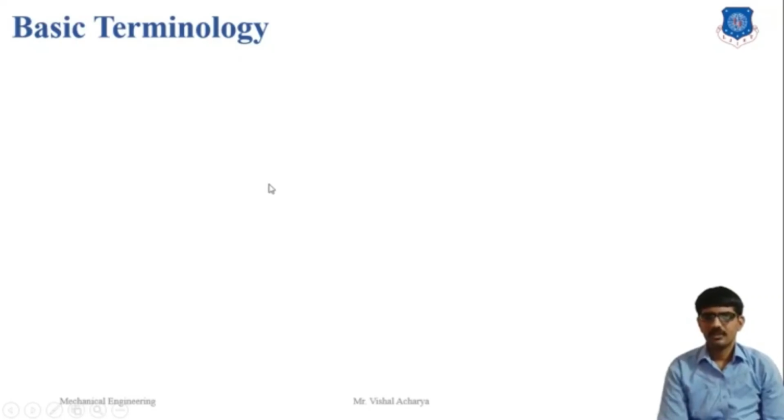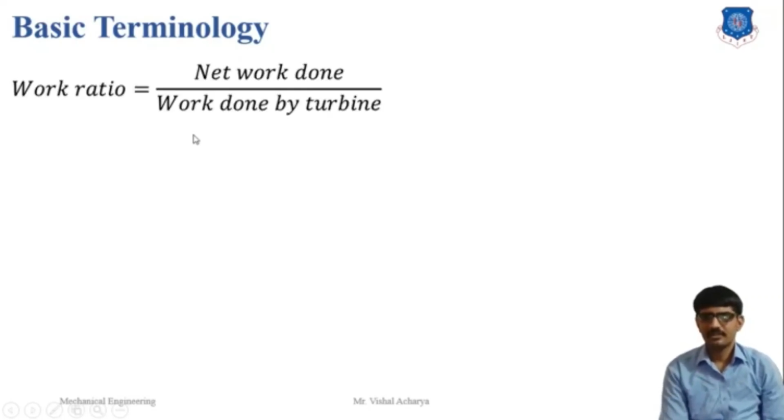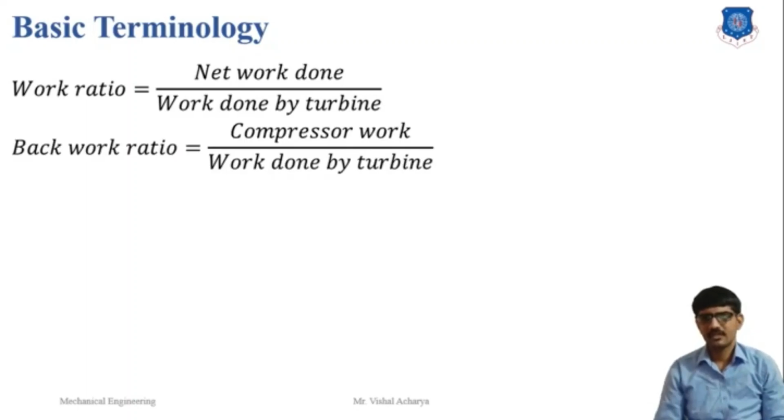Next, the basic terminology related to the gas turbine. Work ratio is equal to the ratio of the net work done upon the work done by the turbine, meaning W net is equal to (WT minus WC) upon WT. Back work ratio means the compressor work upon the work done by the turbine. Compressor work is WC, and work done by the turbine is WT.